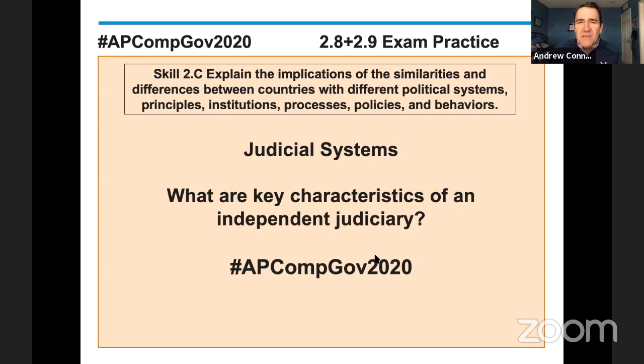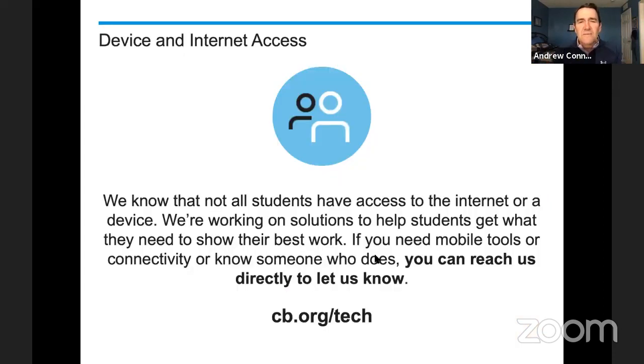Tomorrow, we are wrapping up Unit 2. We'll be looking at judicial systems. And we want to know what are some key characteristics of an independent judiciary. So when we talk about independence of branches, what would you say are some key characteristics of an independent judiciary? You can tweet examples of that at #APCompGov2020.